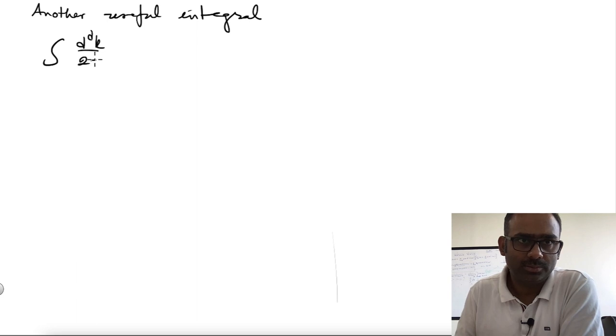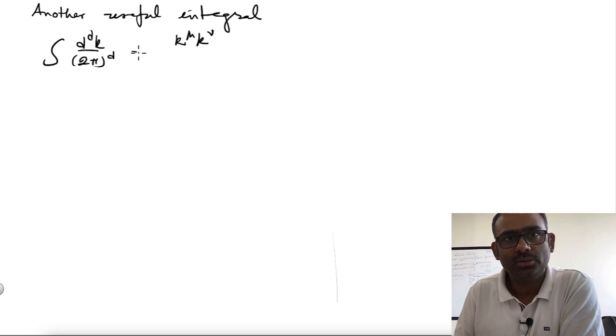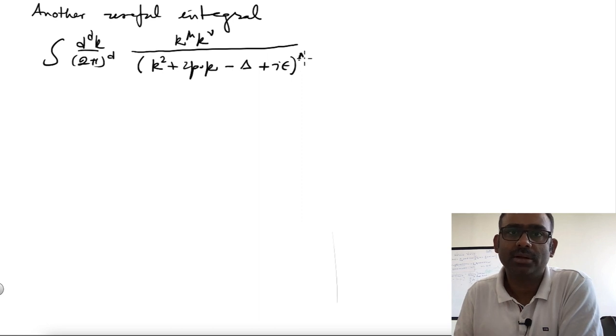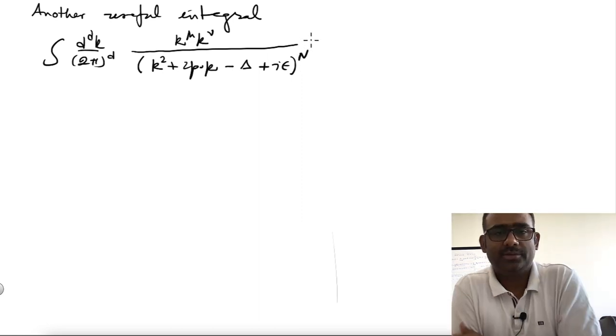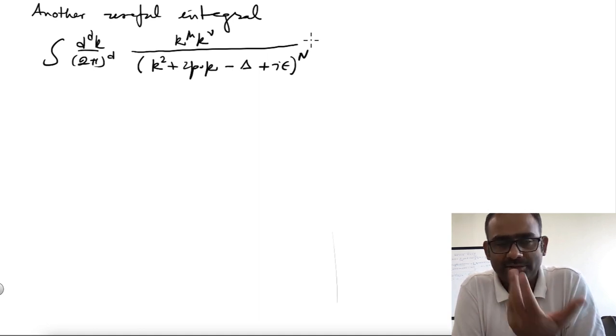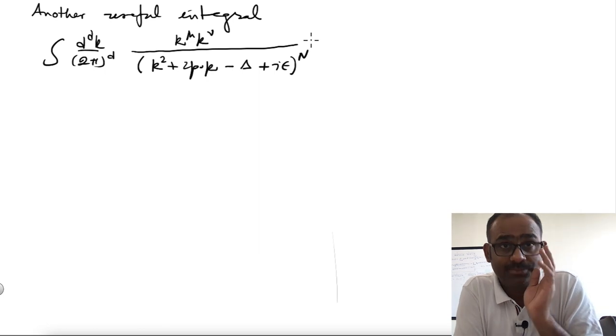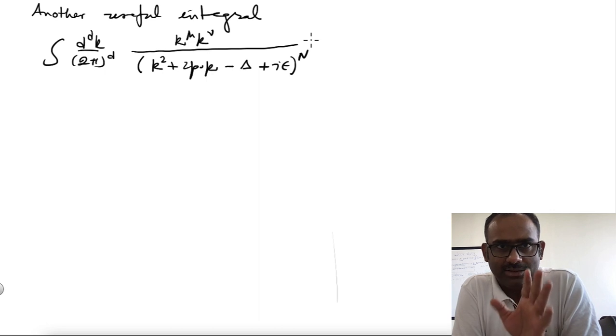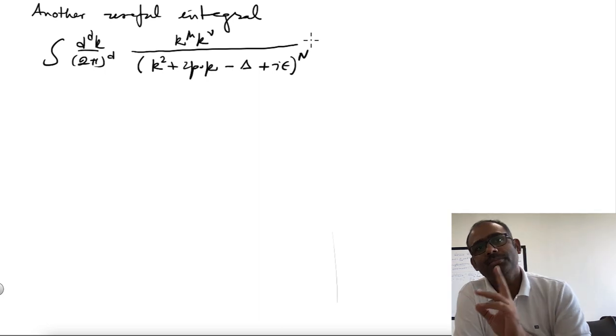∫ d^dk/(2π)^d k^μ k^ν over the same denominator, so you have two factors of k in the numerator. Okay, so let us see, even before doing any explicit calculation, what the result would look like as far as its μν dependence is concerned. This integral is a rank 2 integral, so the result should be a rank 2 tensor because you have two indices μ and ν.